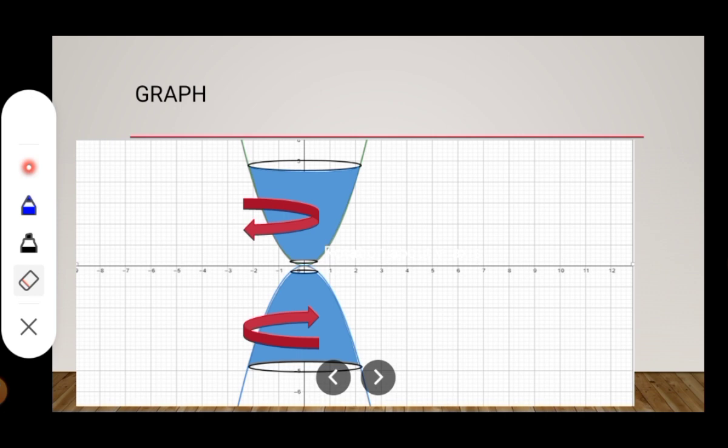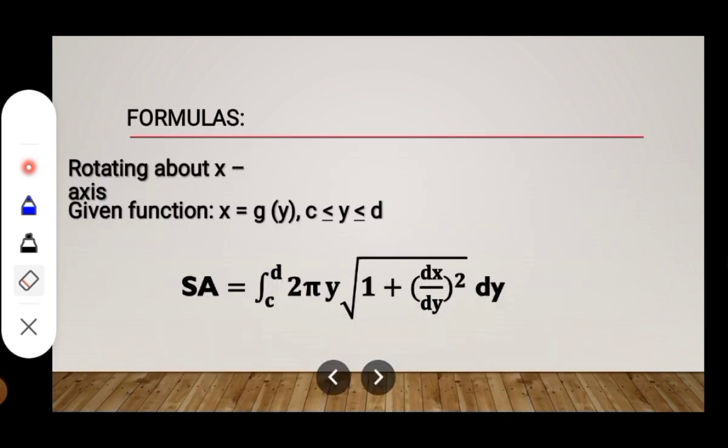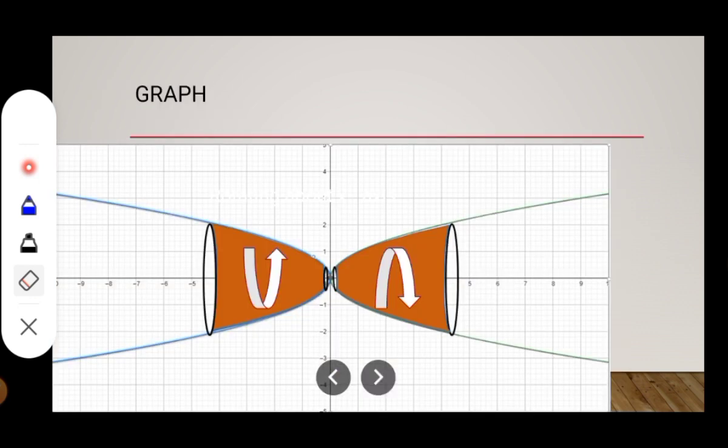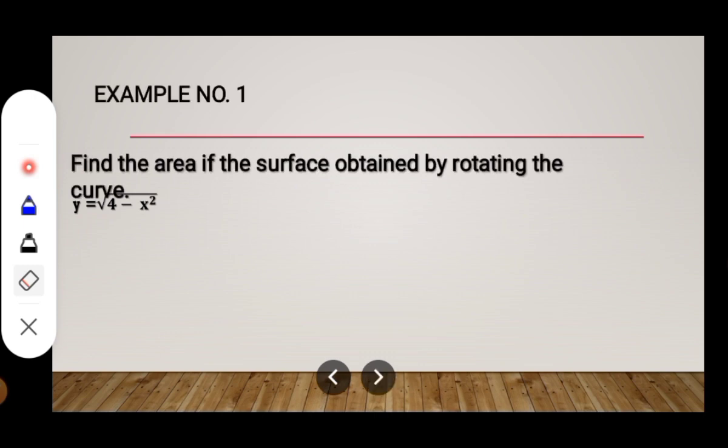So this is the graph of the first formula, and the second graph is this one. Here is an example that we must understand. Find the area of the surface obtained by rotating the curve y equals the square root of 4 minus x squared, from negative 1 to 1, about the x-axis.